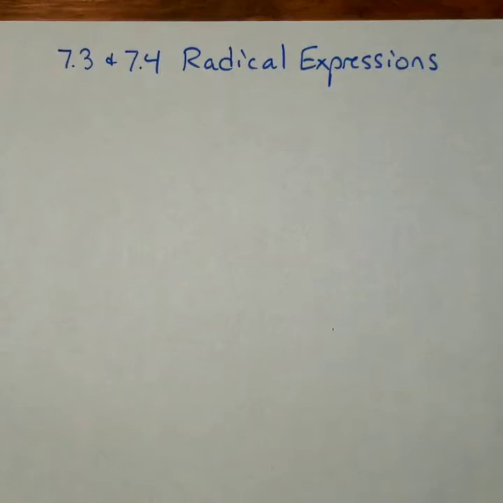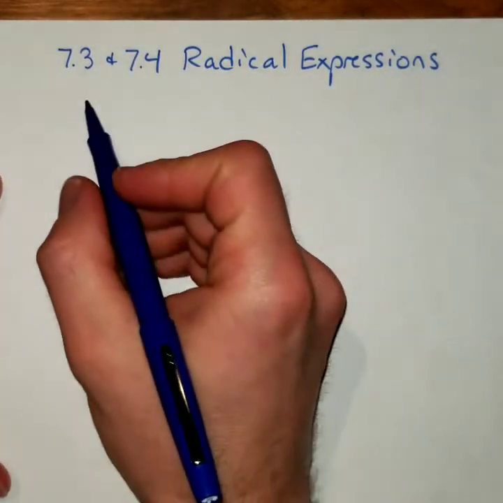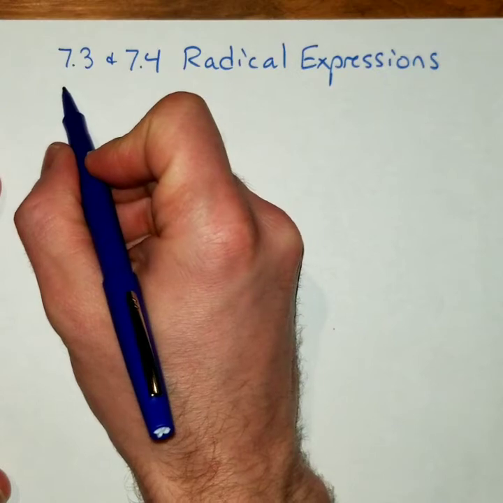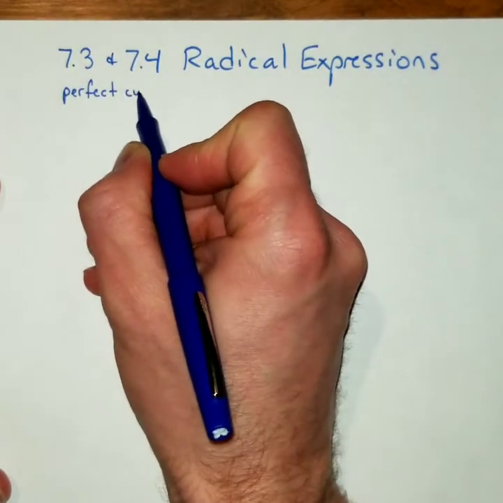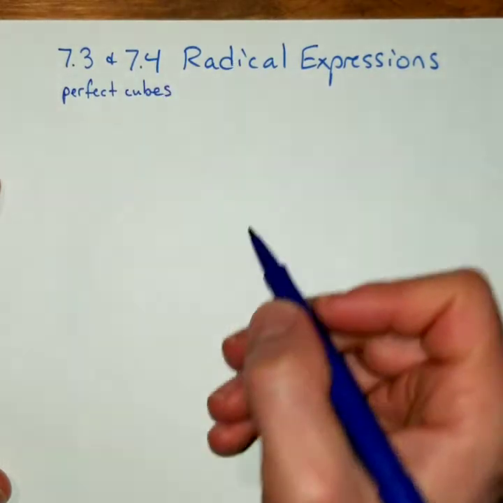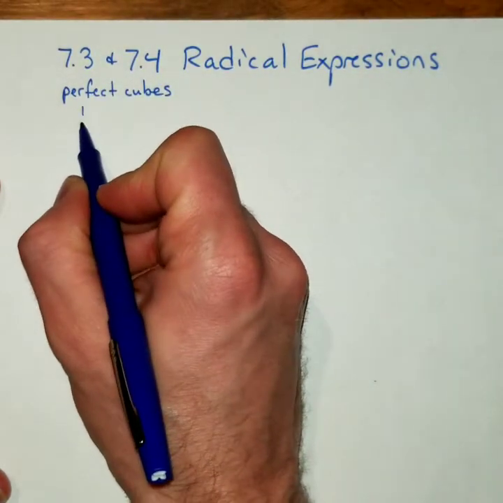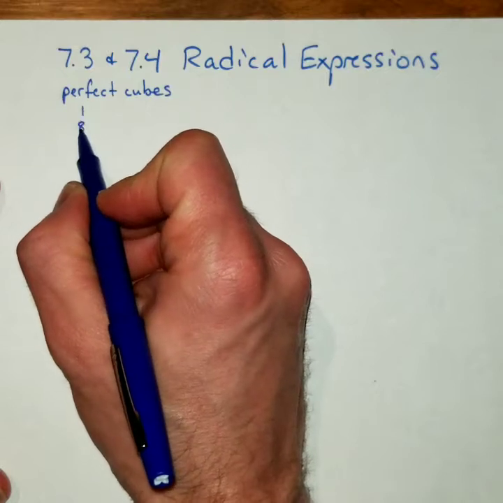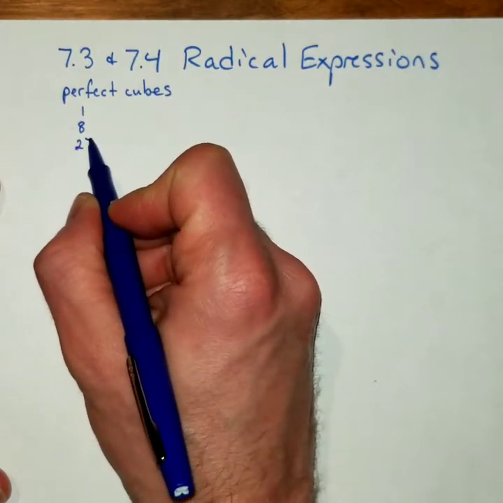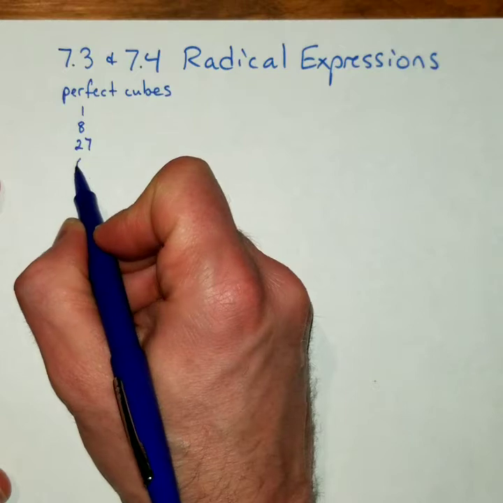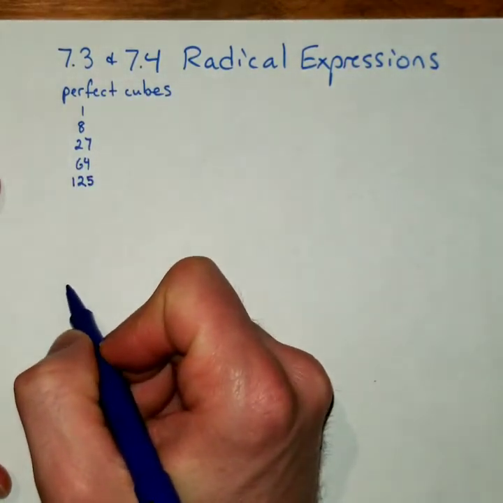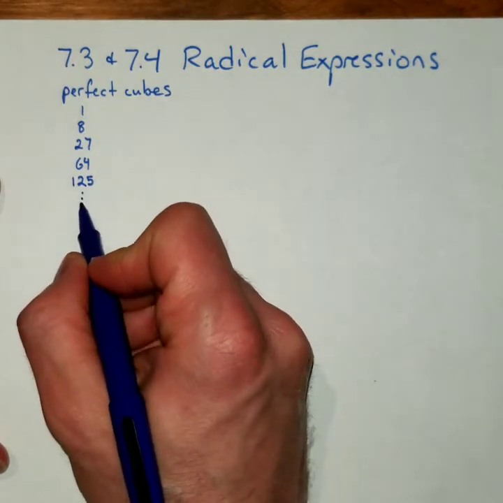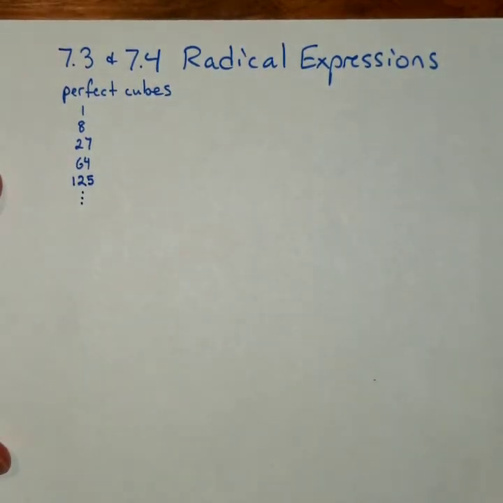Now we can also look at cube roots, simplifying cube roots. And so to do that we need to know our perfect cubes. Perfect cubes are numbers like 1, 8, so that's 1 cubed, 2 cubed, 3 cubed is 27, 4 cubed is 64, 5 cubed is 125, and I don't think you're going to have to go much more than that, but you could. Okay, 6 cubed, 7 cubed, and so forth.